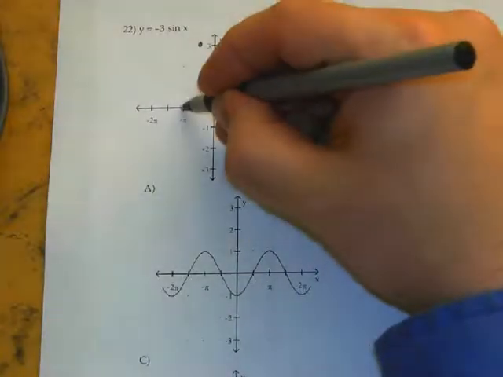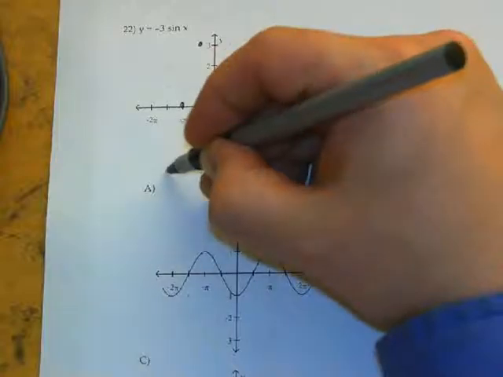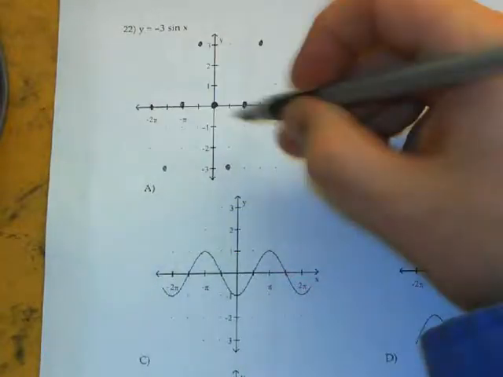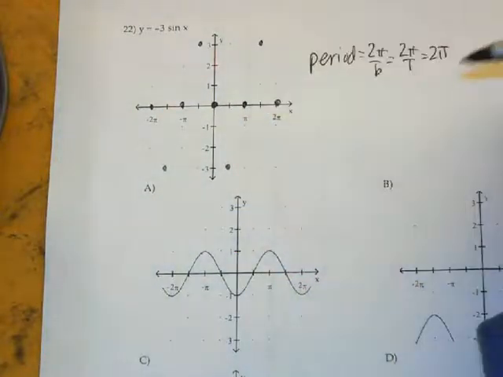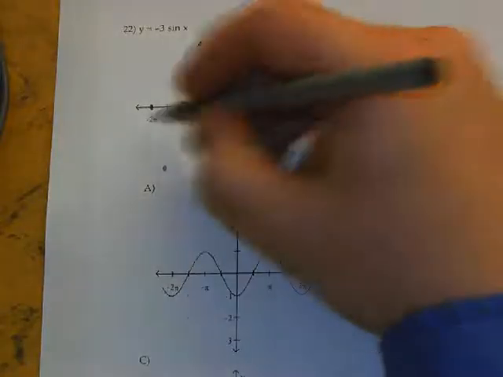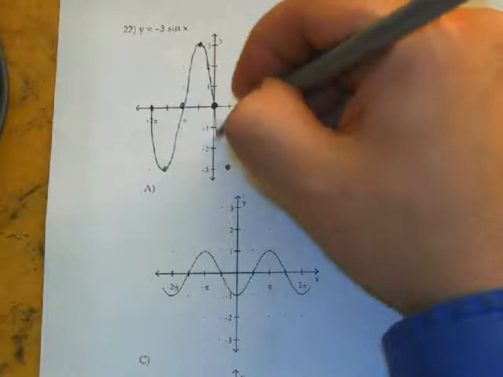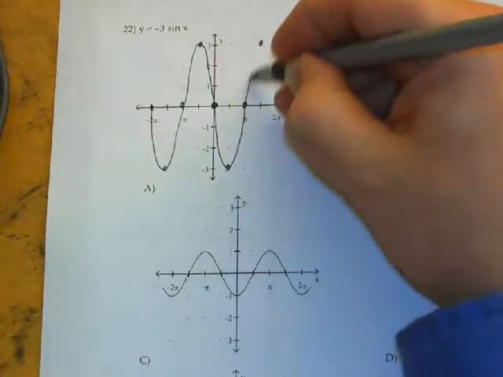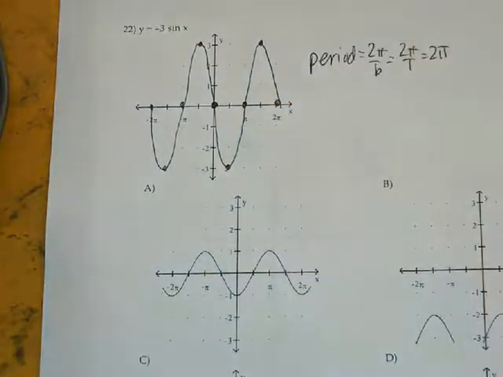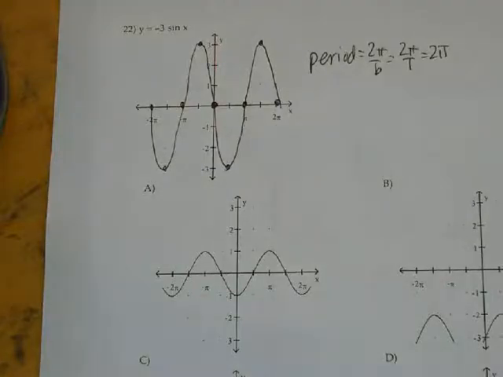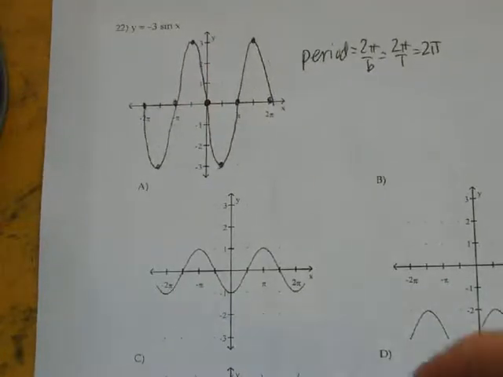Notice that the period of 2 pi, if I divide that into 4 sections, is pi over 2 radians, which each of these represent. So we draw the smooth curve. And that corresponds with D on the packet.